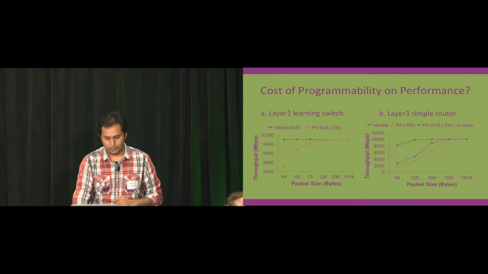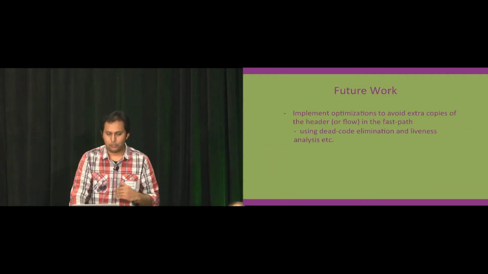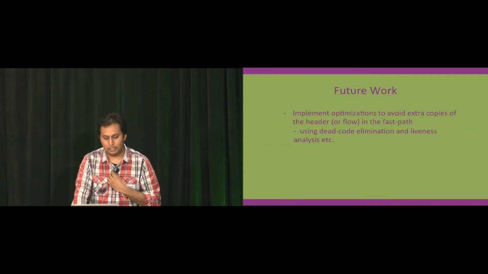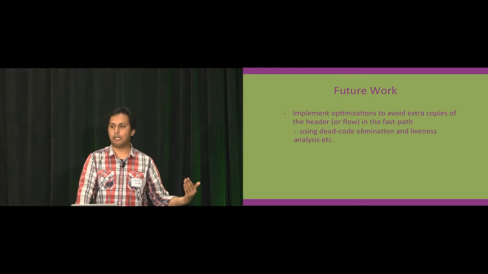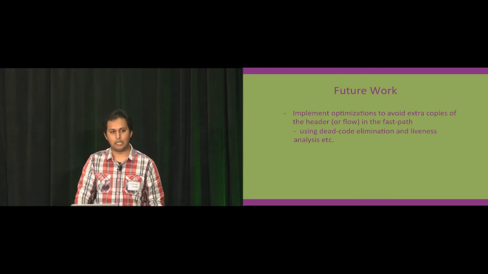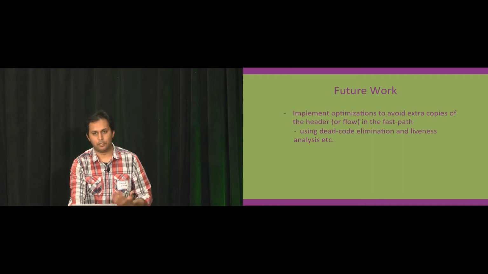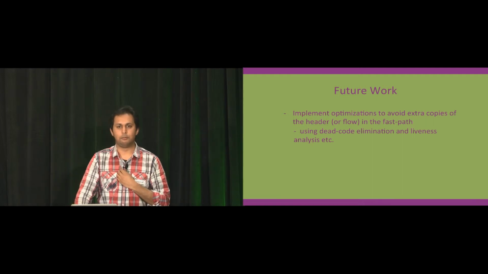So again, as future work, we are working on implementing optimizations to avoid these extra copies of headers in the fast path. We are looking into traditional compiler optimizations like dead code elimination and liveness analysis to see how we can leverage them to improve the performance of this compiler.